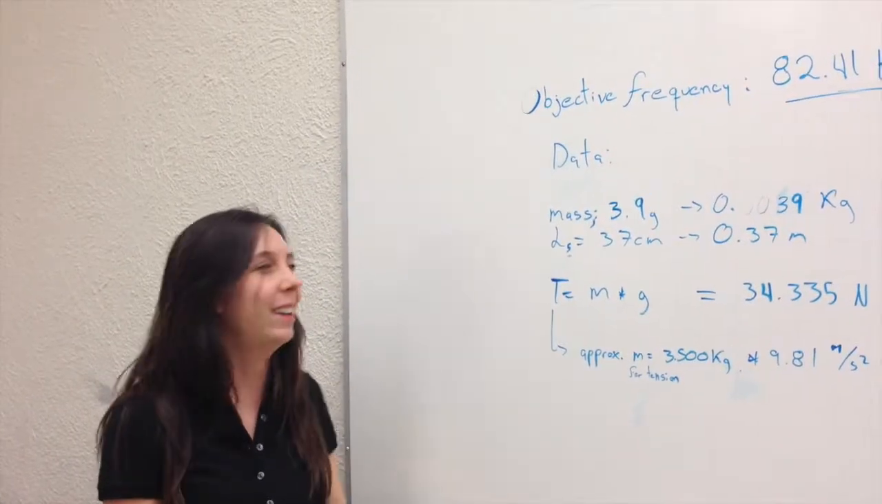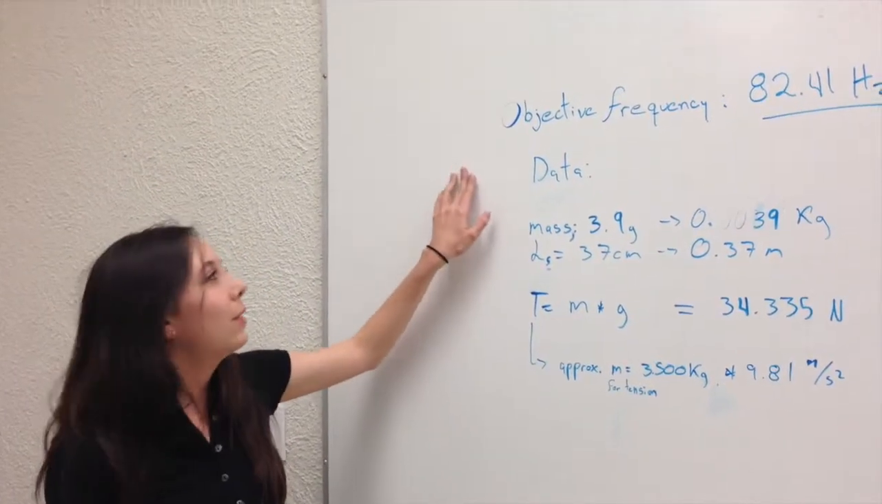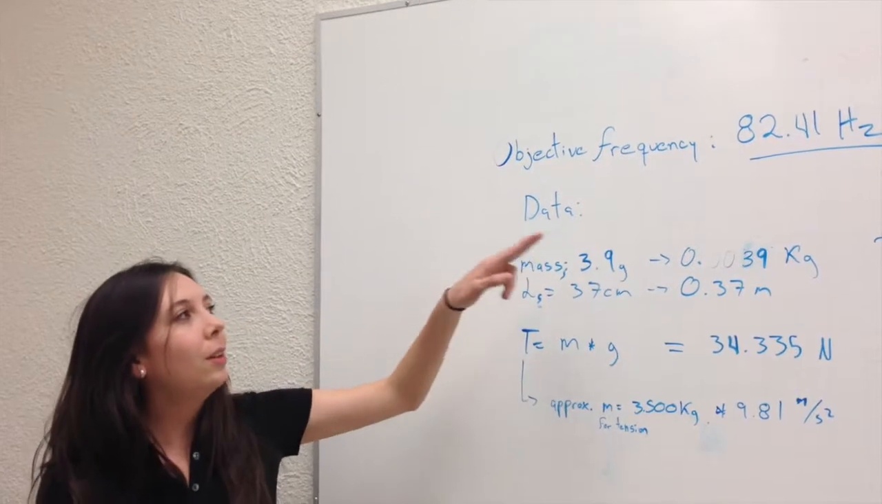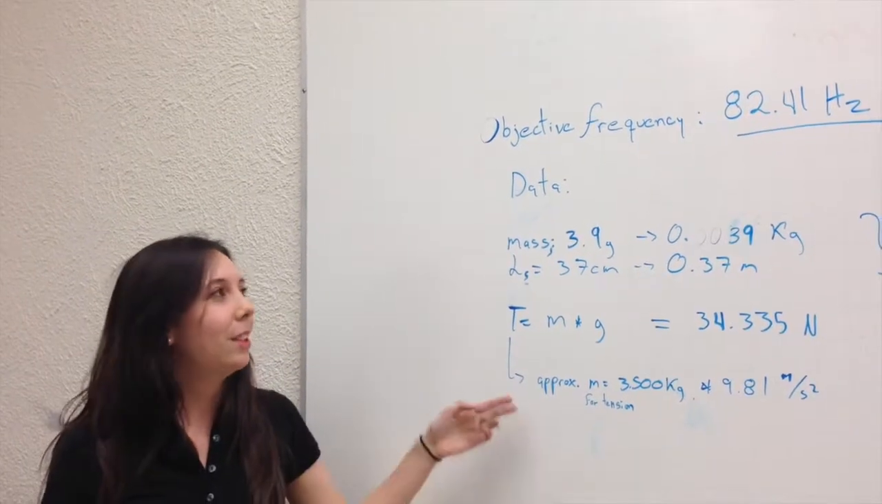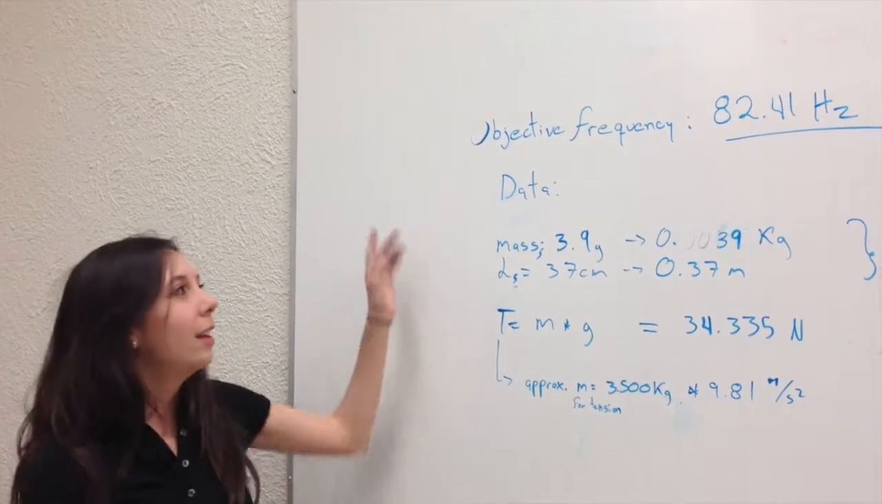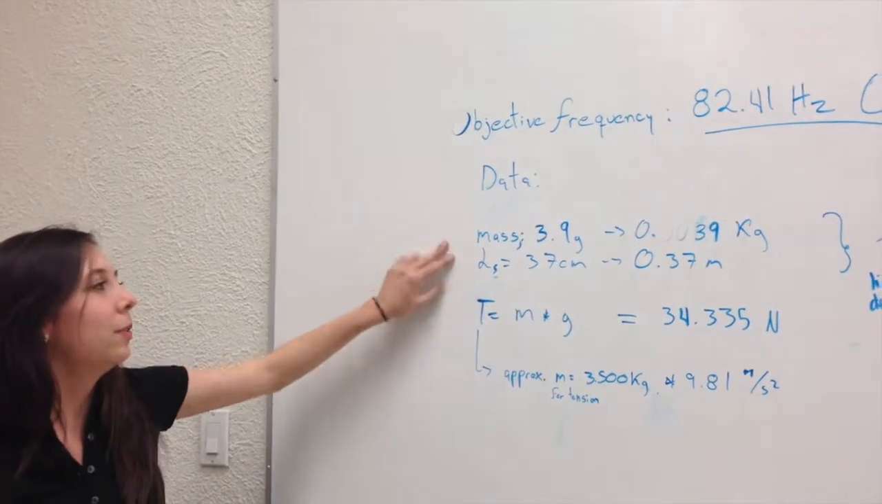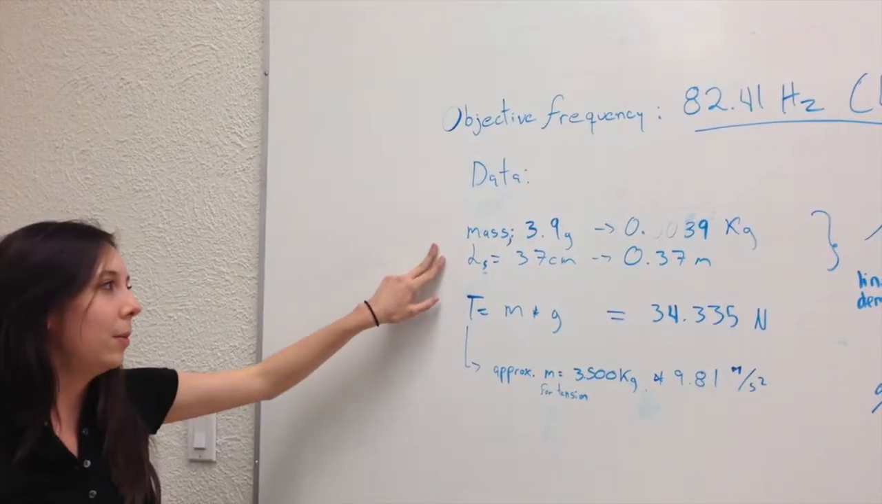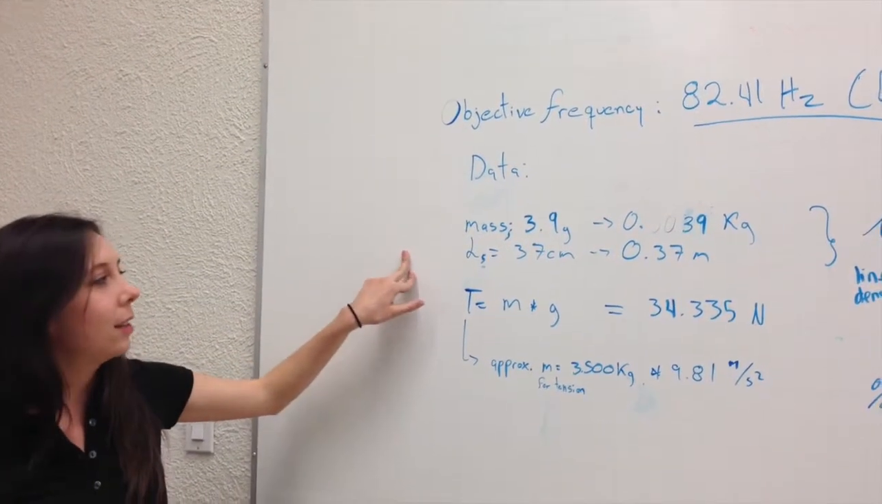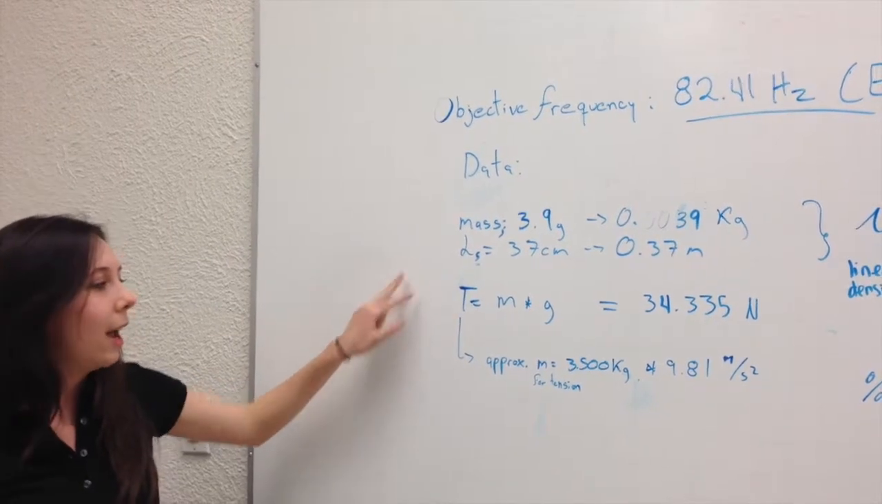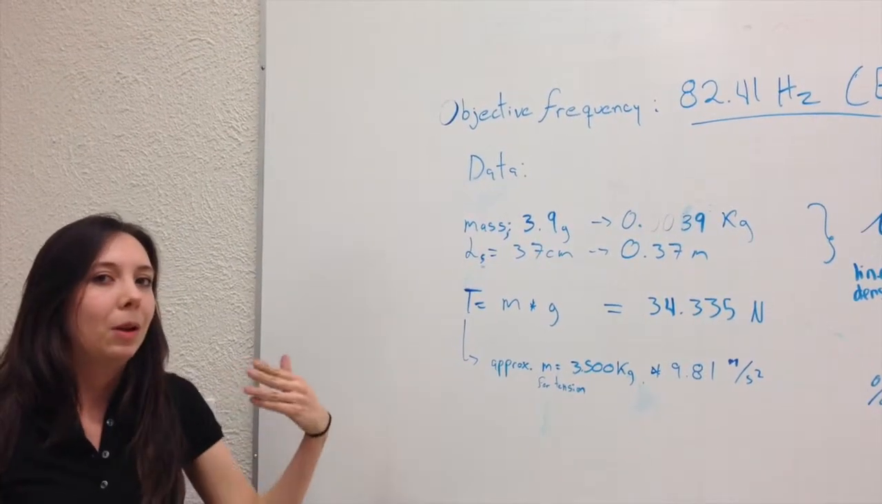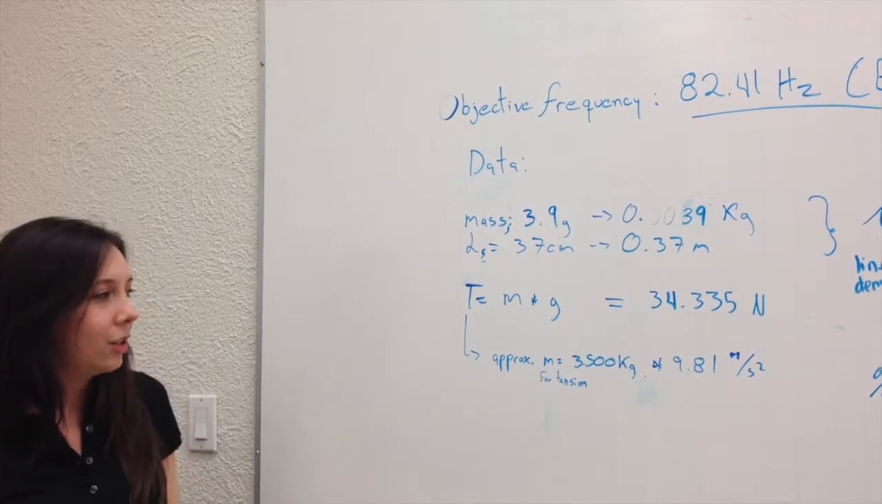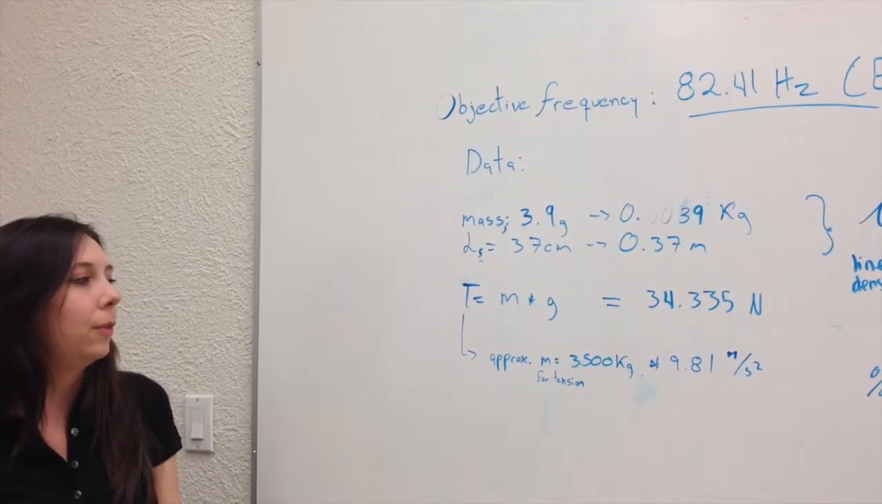Here come the details. For the theoretical part, our objective is to find the frequency of 82.41 Hz, which is equal to the note E2. The data that we have is that the mass of the string is 3.9 grams, the length of the string is 37 centimeters, and the mass that we will use to obtain the tension in the string is 3.5 kilograms.